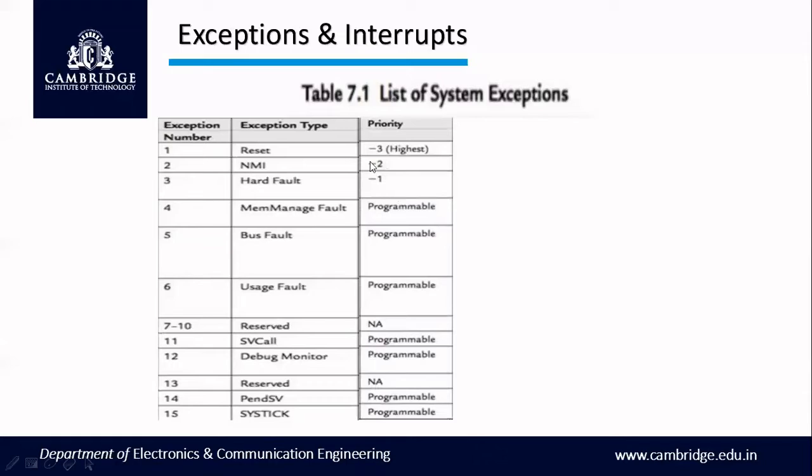Next comes the priority levels of these exceptions. So you can see that reset has the highest priority, and then you have the NMI followed by hard fault. So only for these three exceptions you have numbers being assigned, and all other exceptions 4 to 15 are programmable, which means we can decide the priority of these exceptions.